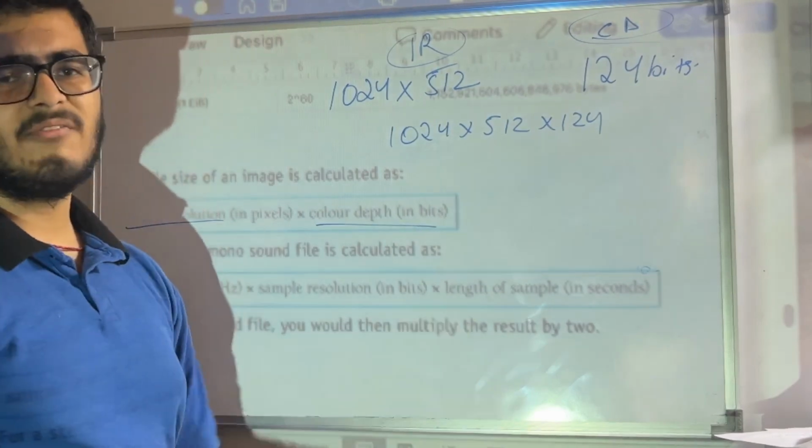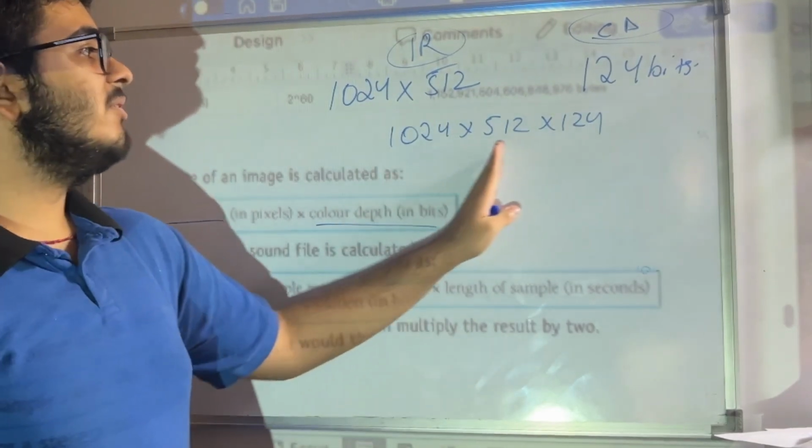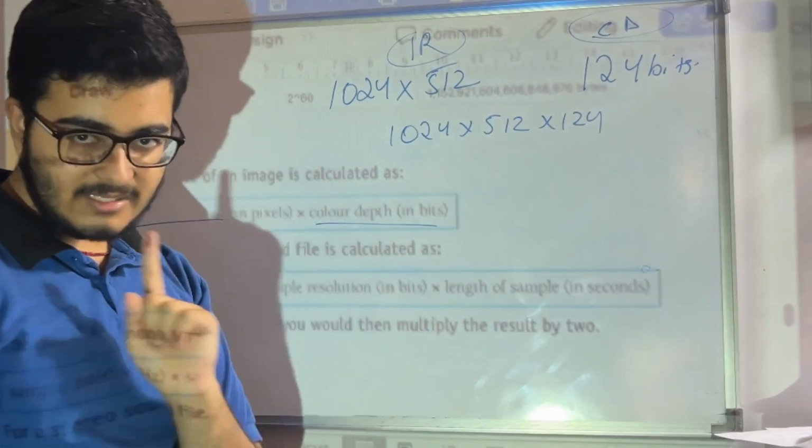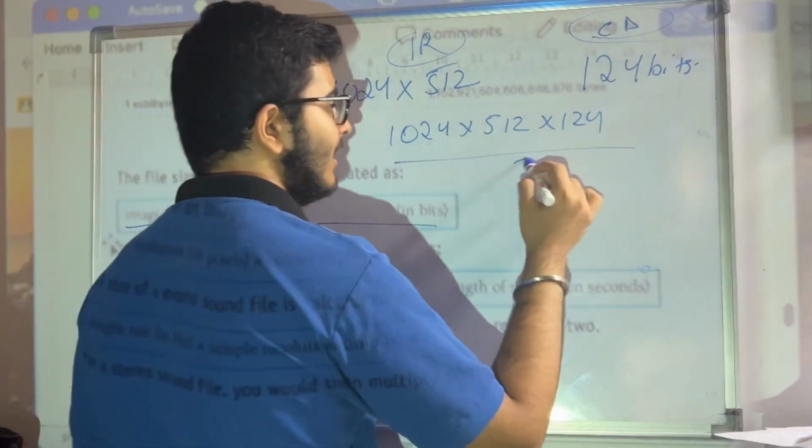That's it. This is going to give me the file size, but this is going to give me the file size in bits. If they ask me to give the file size in bytes, 8 bits is 1 byte, so I'm simply going to divide it by 8.